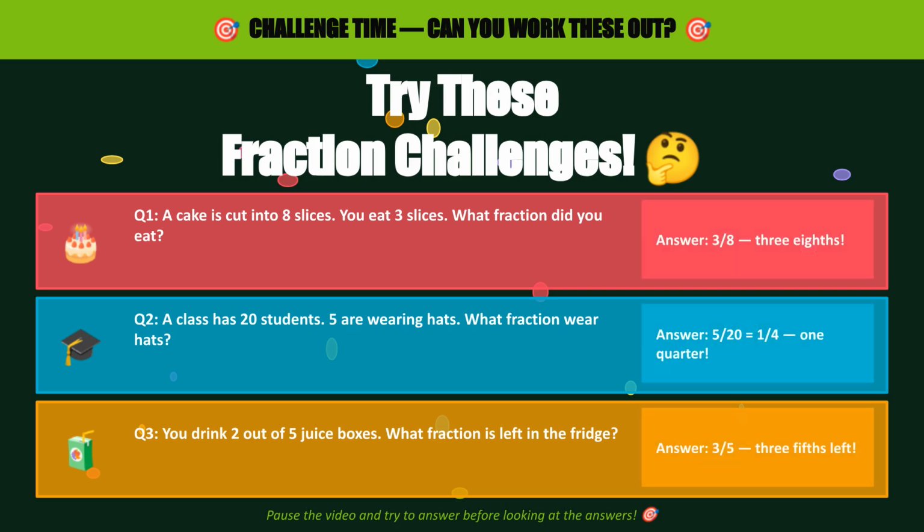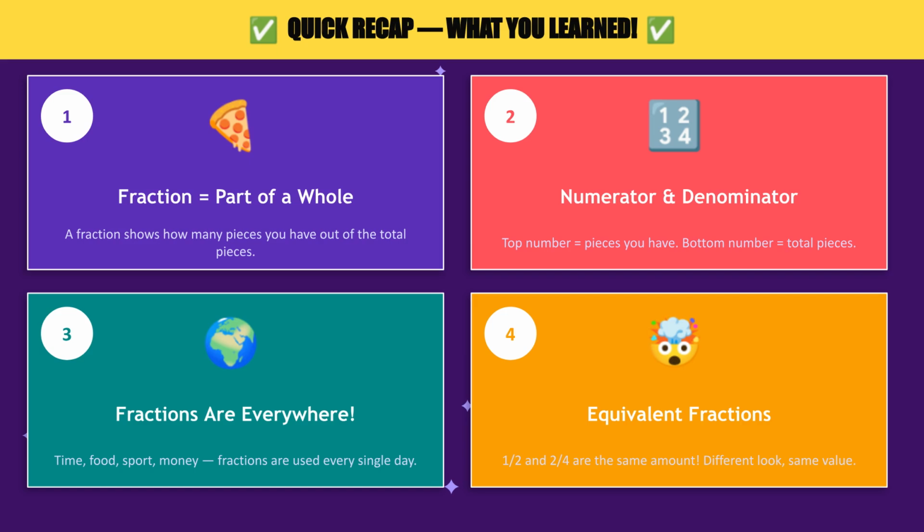Let's see the answers. Let's do a lightning fast recap. Number 1. A fraction is a part of a whole thing. Number 2. The top number is the numerator, and the bottom is the denominator. Number 3. Fractions are everywhere in real life. Number 4. Equivalent fractions look different, but mean the same amount. You are now a fraction expert.